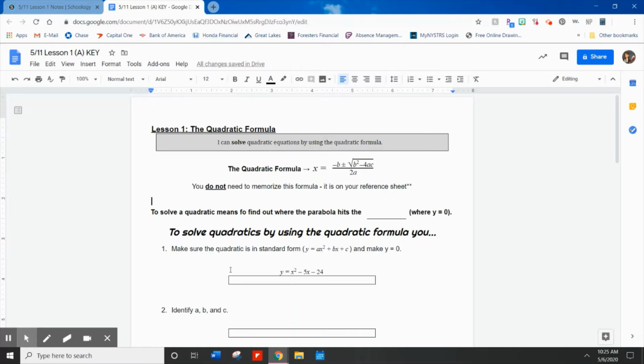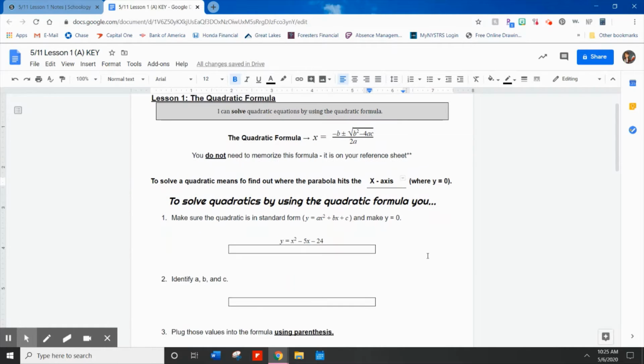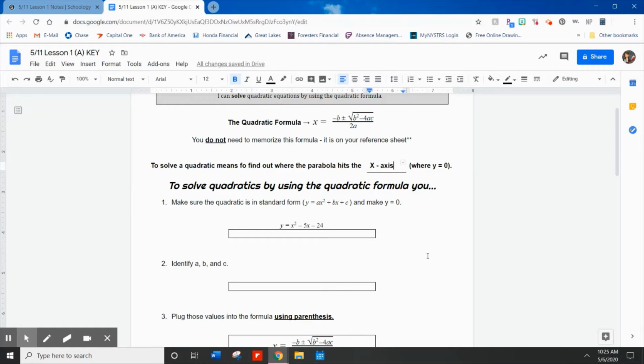To solve a quadratic, again, we did this last week, means to find out where the parabola hits the x-axis. And that's where y equals 0. So we have so far learned to solve quadratics by looking at the graph and figuring out where the parabola hits the x-axis. We have also learned how to factor solve. We factor it and then we make a t-chart, set each factor equal to 0 and solve. And we also learned how to solve by completing the square or getting it into vertex form. So this is the last method, using this formula.